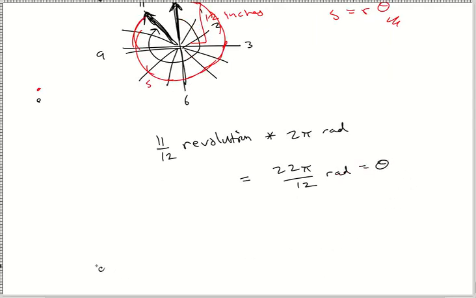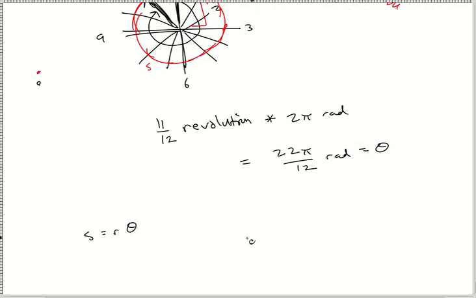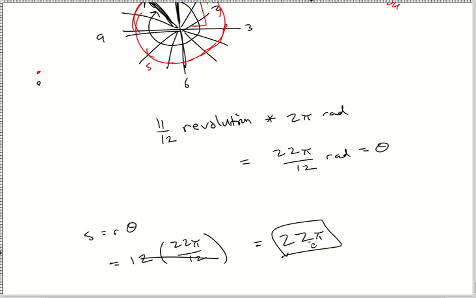That's my theta. So S equals r theta. My r was a 12. And my theta is 22 pi over 12. What happens is that the 12s cancel, and your answer is 22 pi. Now, what is this measurement in? 22 pi. Is it in radians? It's got a pi on there. No. This is inches. Remember that this is arc length.